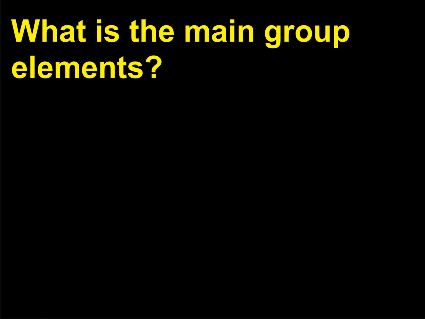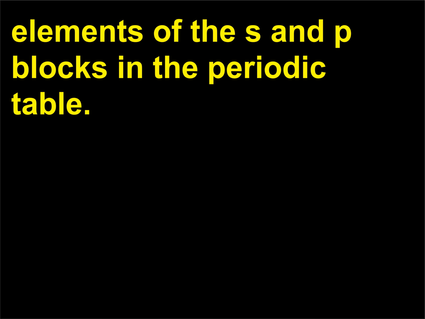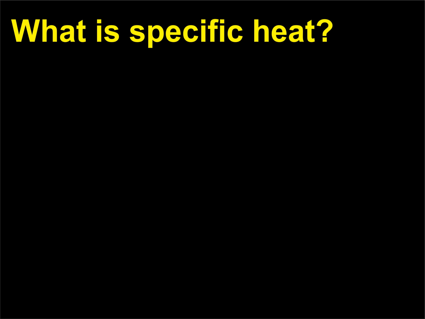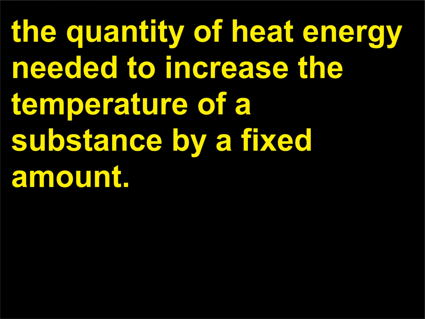What are the main group elements? Elements of the s and p blocks in the periodic table. What is specific heat? The quantity of heat energy needed to increase the temperature of a substance by a fixed amount.